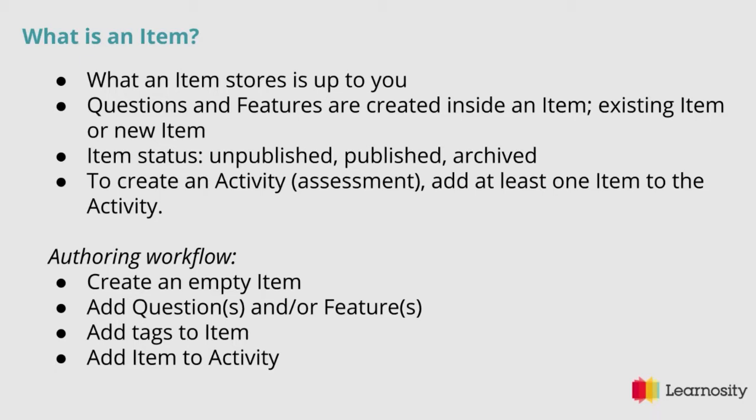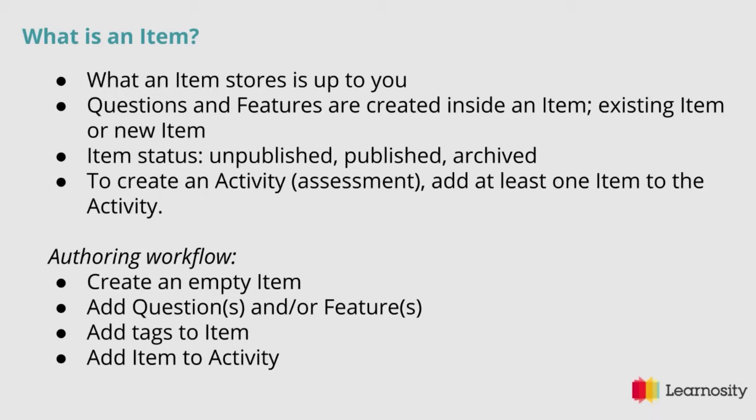Items also have three statuses. They have unpublished, published and archived. So we'll take a look at that when we actually look at the author site in a minute, but basically an unpublished item status just means that that item is not finished, it's not ready to be put into an assessment. Whereas a published item has been reviewed, it's totally finished, it's ready to go. And then an archived item is one that has been deleted.